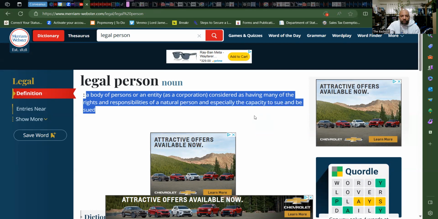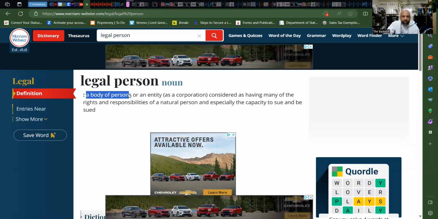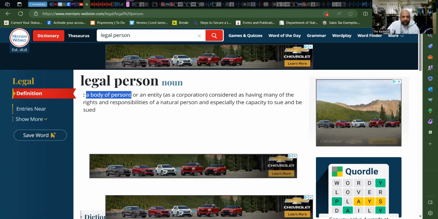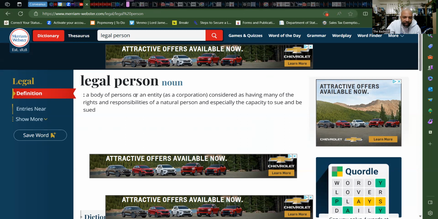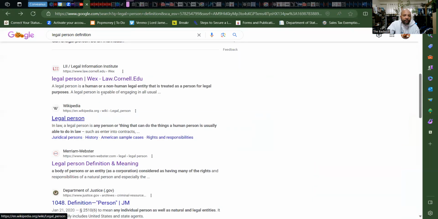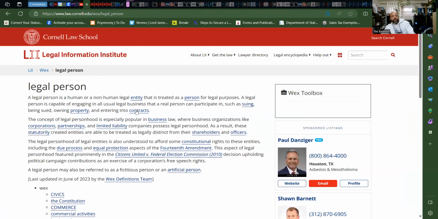So they're not saying you, the living person, by yourself are the legal person. They're saying a body, but if persons can be a legal person, then that means one person can be. But see, it's not that you are, it's you're representing. You are representing. So let's see how they do it up here in Cornell law, because you know they got their things going on here.